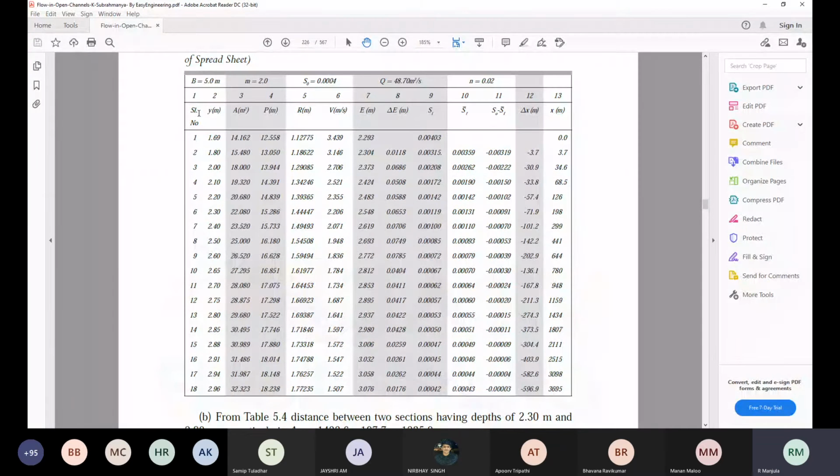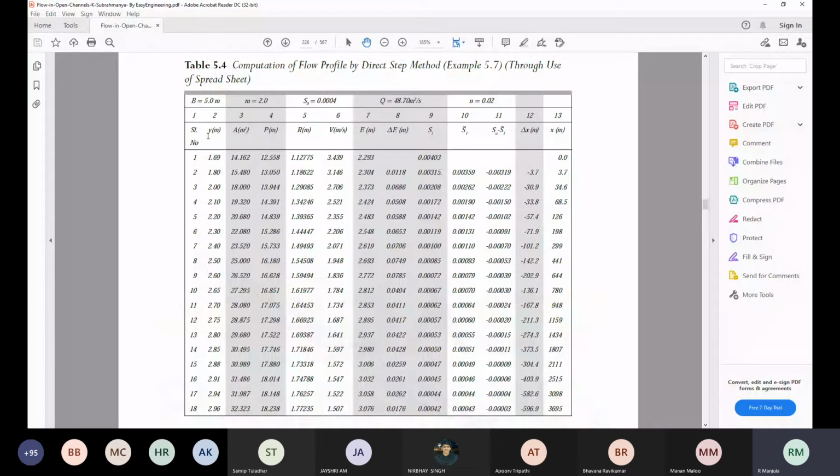So see here, you can have y from 1.69 meter up to 2.96 meter. And you are taking area, perimeter. Here m is equal to 2. m is nothing but the side slope. For the given trapezoidal channel, m is equal to 2. Now your S naught is given as 0.0004, Q is equal to 48.7, n is equal to 0.02. All these things are given in the problem.